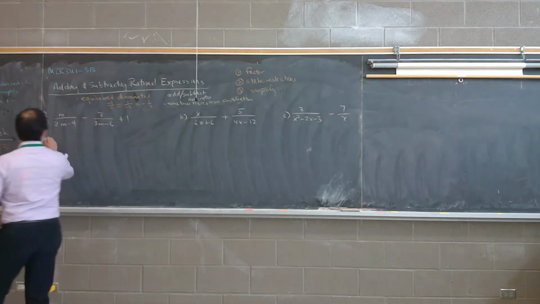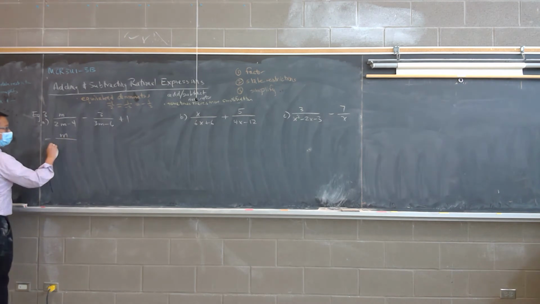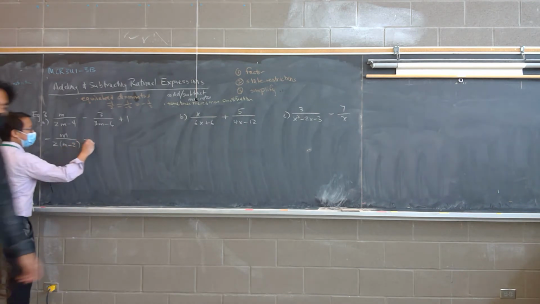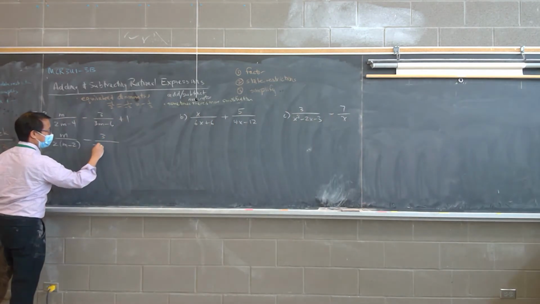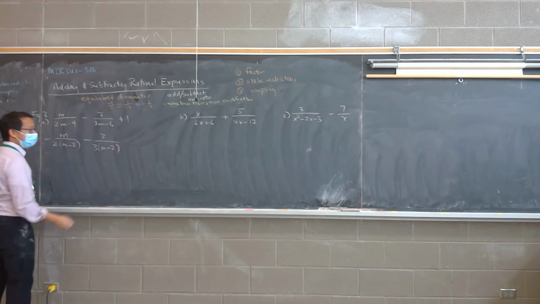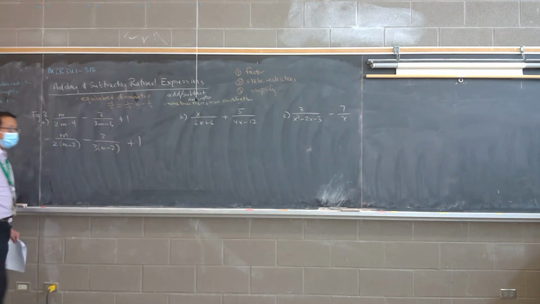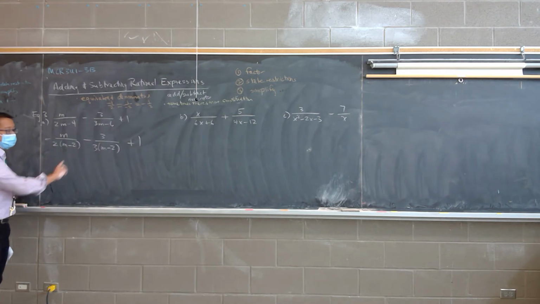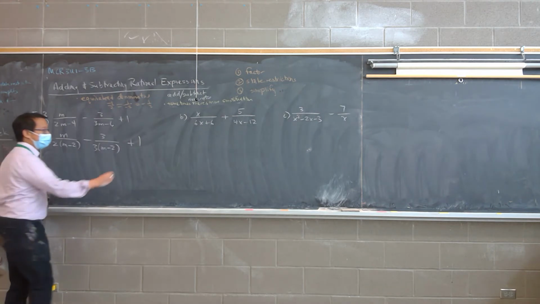So I'll do this question. In the first question, we have m over, the GCF is 2, so m minus 2, minus 3 over 3 times m minus 2, plus 1. So we factored successfully. So then now it says state restrictions. And the only restrictions are, in this case, m cannot equal 2.